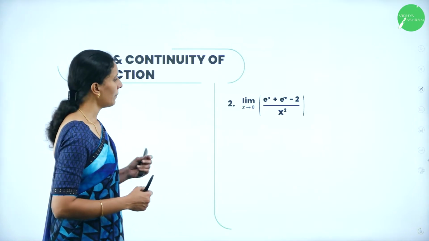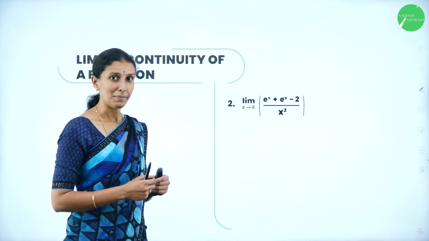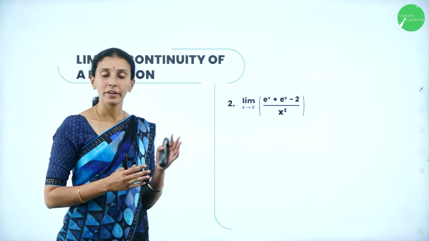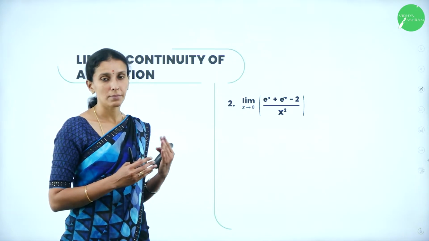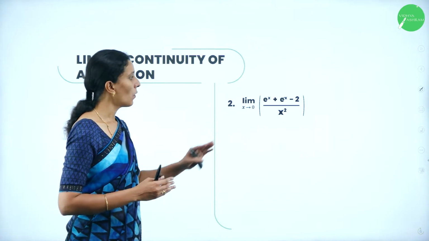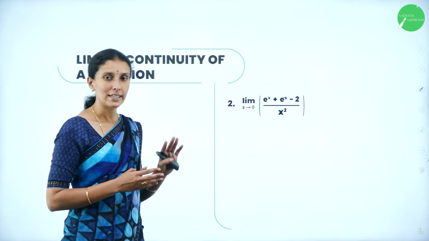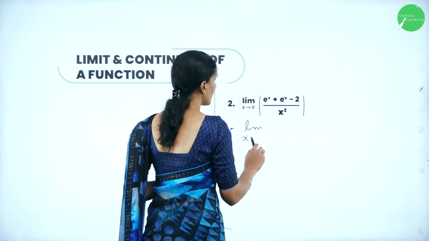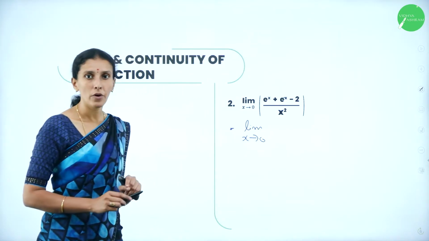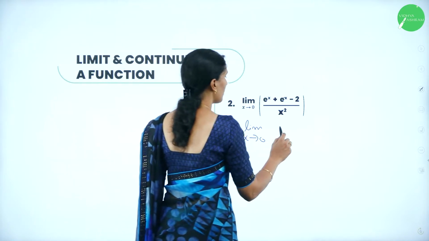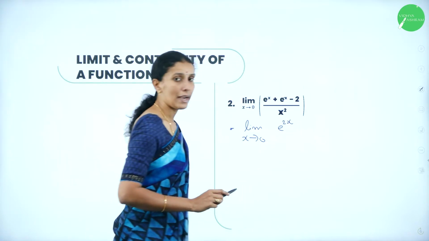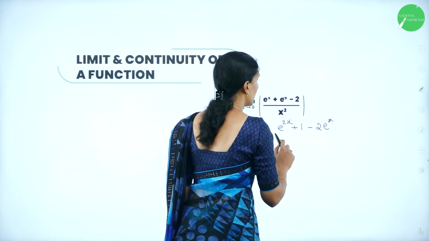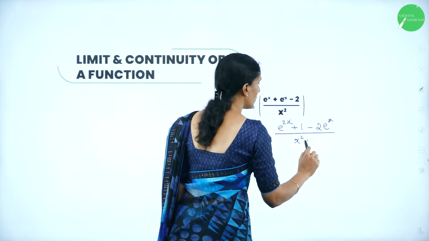Next question, limit as x tends to 0 of e power x plus e power minus x minus 2 divided by x square. Again we have to convert it into the form of e power x by x. So for that purpose, what I'll do here is, I'll multiply by e power x, so that the limit becomes, as x tends to 0, e power 2x plus 1 minus 2 into e power x divided by x square into e power x.